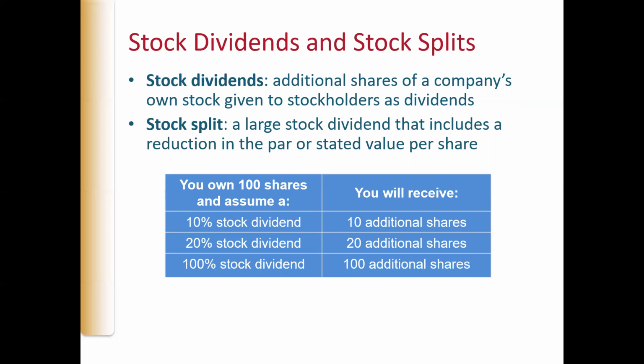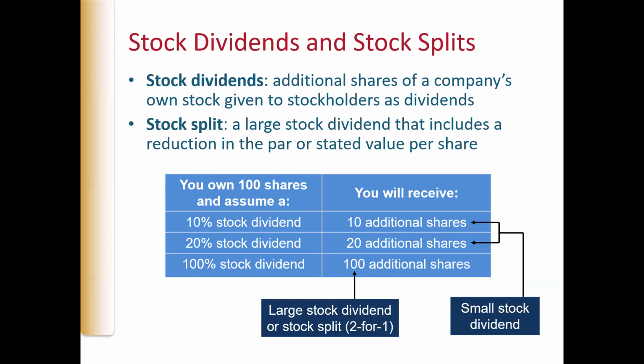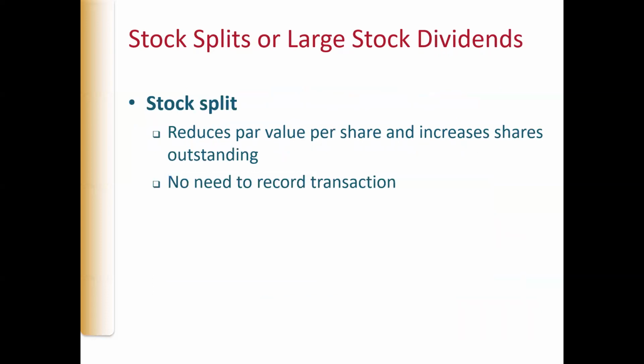So if you have a 10% stock dividend, you get 10 additional shares. A 20% stock dividend, you get 20 additional shares. And a 100% stock dividend, you get 100 additional shares. The 10 and 20% stock dividends are small stock dividends. 100% would be a large stock dividend or a split.